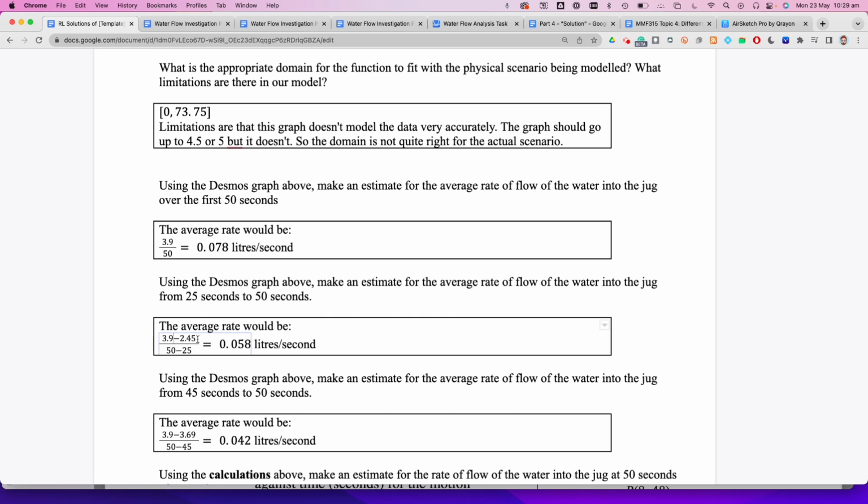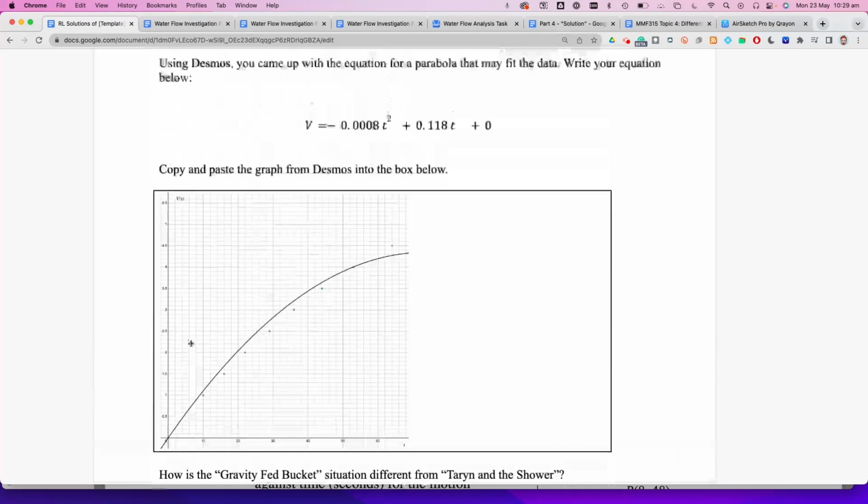Similarly, for 25 to 50 seconds, you can see I've got effectively a coordinate here, 50, 3.9, and 25, 2.45. So I subtracted the two y coordinates from each other. That's a change in y, change in litres, change in volume, divided by the change in time, 50 minus 25. And that gave me a litres per second over that. Not that the flow rate would have been actually that value at any particular point over the 25 to 50 second time frame, but on average, the flow rate happened in that way.